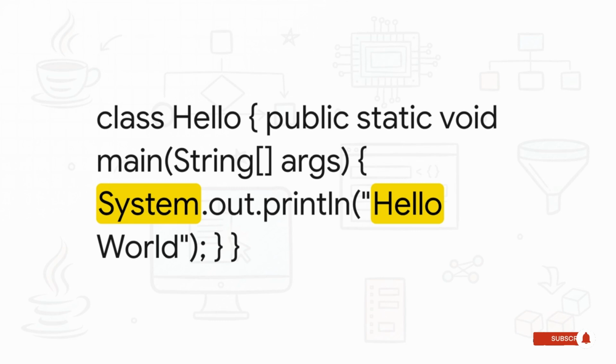Now, I know what you're thinking. You're seeing words like public, static, and void, and you're probably going, what on earth does that mean? For right now, it doesn't matter. Just trust the process, focus on typing it perfectly. I promise we'll circle back and explain what every single one of these words does later on.